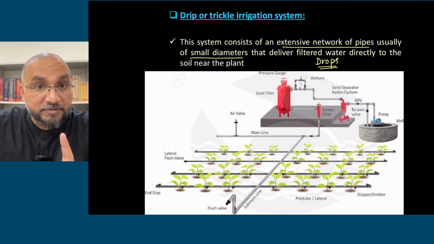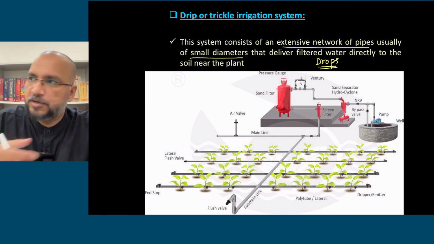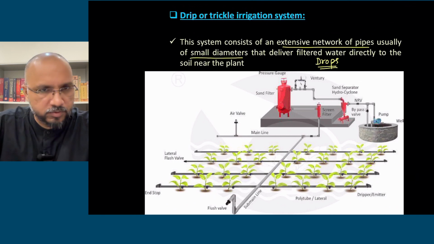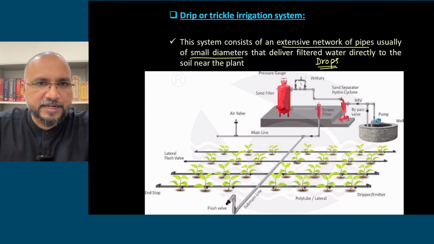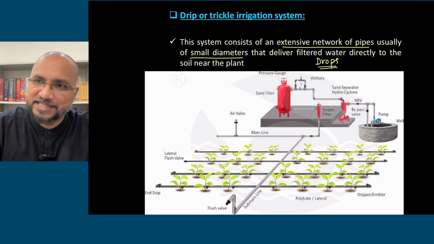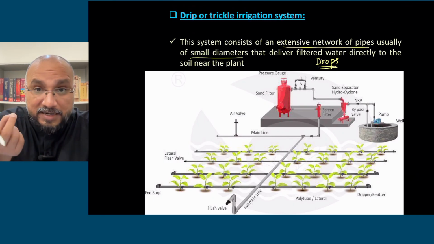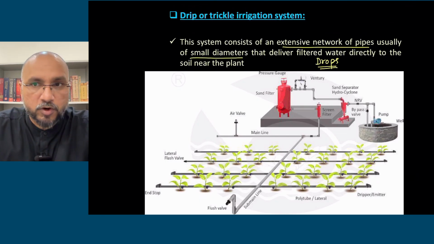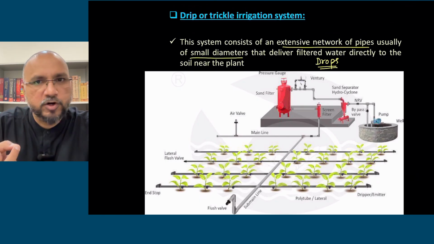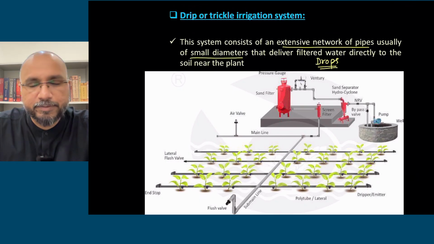So the weed problem will be less, because in normal surface irrigation, when you go for wild flooding or any other method of surface irrigation, the entire soil will get wet. In those cases the weed seeds will germinate and you will have a weed problem. So here, only near the plant you are applying water in the form of drops, so the entire field will not be wet. So here the weed problem is slightly reduced.